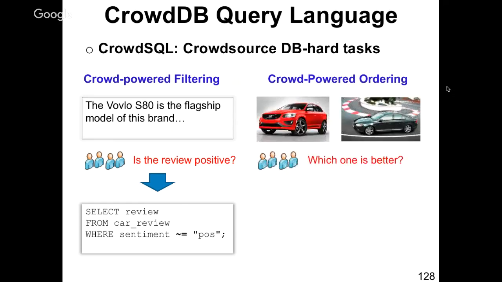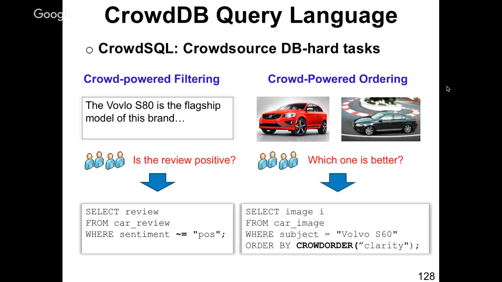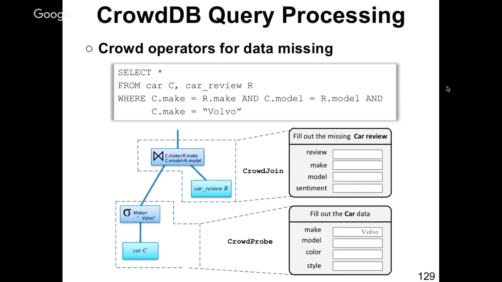The second one is crowd-powered ordering. That is one example which was also mentioned by Jianan before. Suppose we have a collection of images. We want to sort these images according to their visual quality. And the CrowdDB system introduces a keyword, CROWDORDER, to ask the system something like: I have a set of images, and I want the crowd to help me order these images.